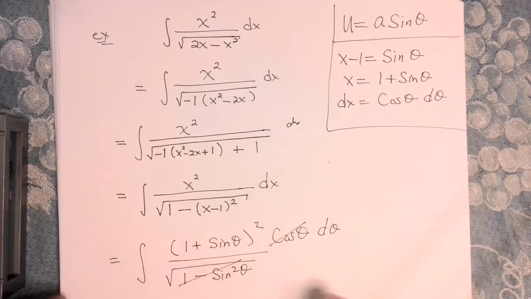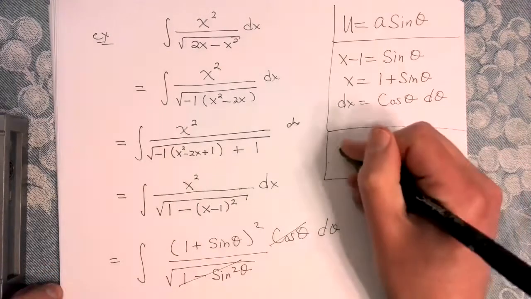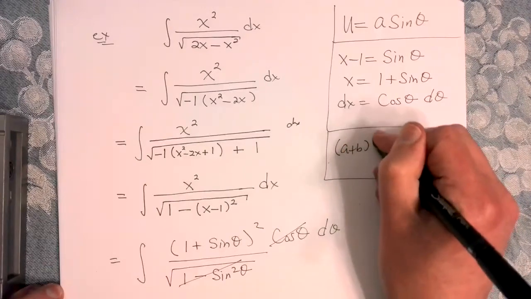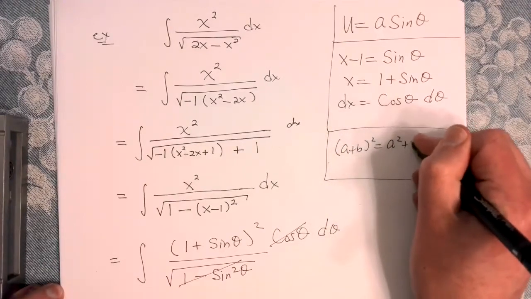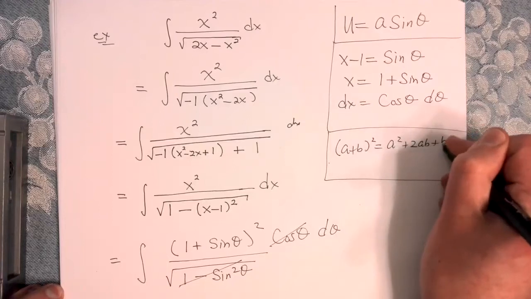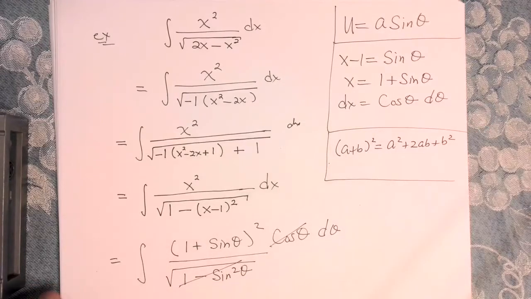So now let's expand this out. So how are we going to expand this out, the classic way, right? So a plus b quantity squared is a squared plus 2ab plus b squared. Okay, so yeah, let's go ahead and expand that out. Let's see what happens.